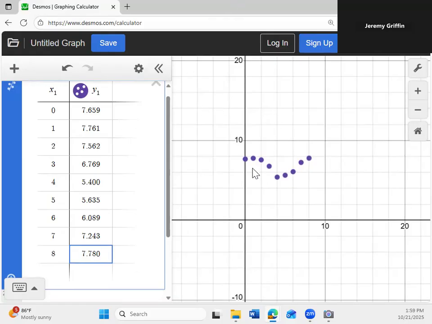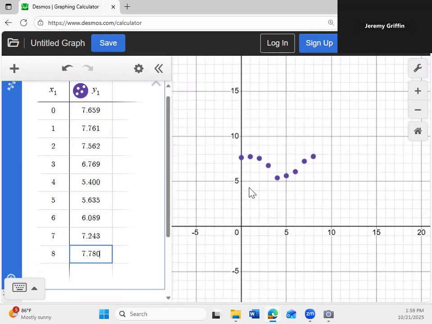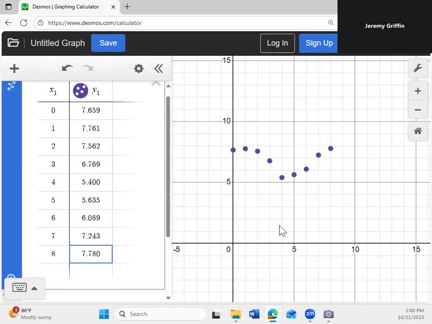Oh, look, it's been plotting a bunch of points for me. So I see year by year how many car sales in millions. It's about like that. You guys see it?